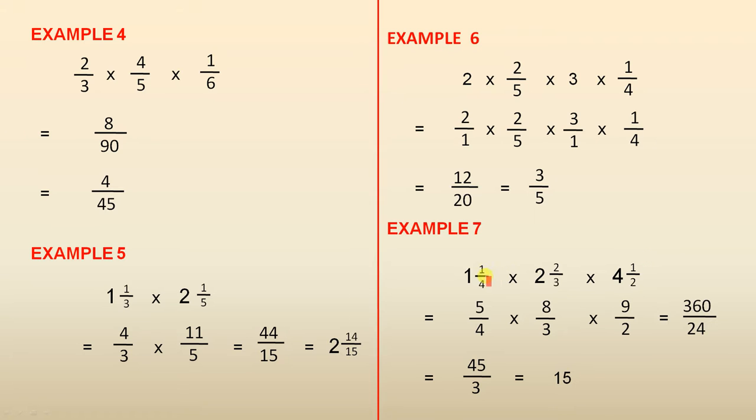Example 7. We have 3 mixed fractions multiplied together. I have converted each of them to improper fractions. I'm sure you can do that by now. When you multiply those 3 numerators together, you get 360. When you multiply the 3 denominators together, you get 24. If you divide top and bottom by 8, 360 divided by 8 gives you 45, 24 divided by 8 gives you 3, 3 into 45 goes 15.